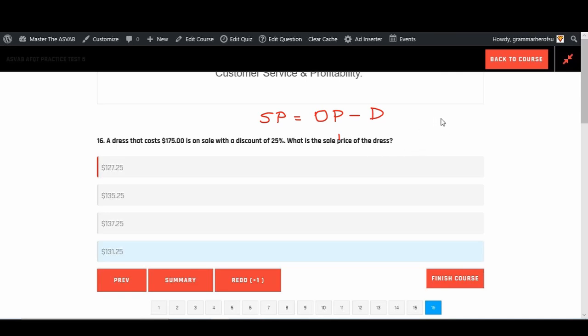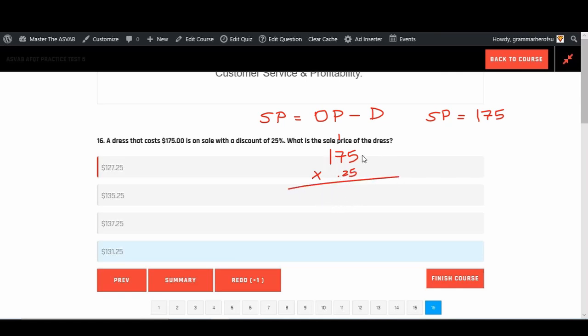The sale price is what we want to figure out, so I'm going to let that stay as SP. I know the original price of the dress is $175, and I know it has a discount of 25%. So I have to figure out what 25% of 175 is. To figure that out, I'm going to do 175 times 0.25.